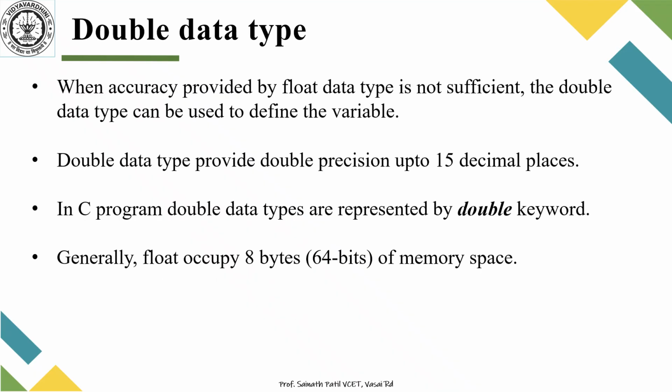Double data type. When the accuracy provided by the float data type is not sufficient, that is, the number of digits after the decimal point in float is only 6, then the double data type can be used to declare our variable. Double data type provides double precision, that is, up to 15 decimal places after the decimal point. In C, double data type is represented by the double keyword and it occupies 8 bytes of memory space.